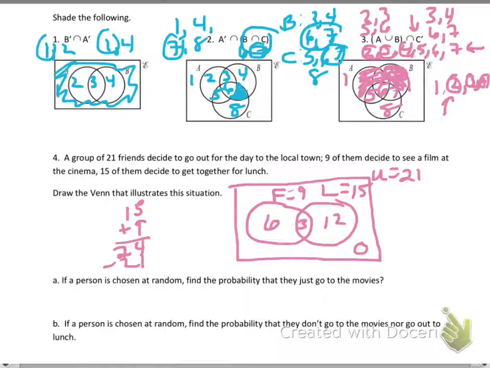All right, so if a person is chosen at random, what's the probability they just go to the movie? So that would be 6. So you got to remember, a lot of you guys forget that probability is between 0 and 1, so it has to be a fraction. B, if a person is chosen at random, find the probability that they don't go to the movies nor go out to lunch. So that's the 0 region. Okay, I have 0 down, so that's just going to be 0. And remember, 0 divided by anything is 0. All right.